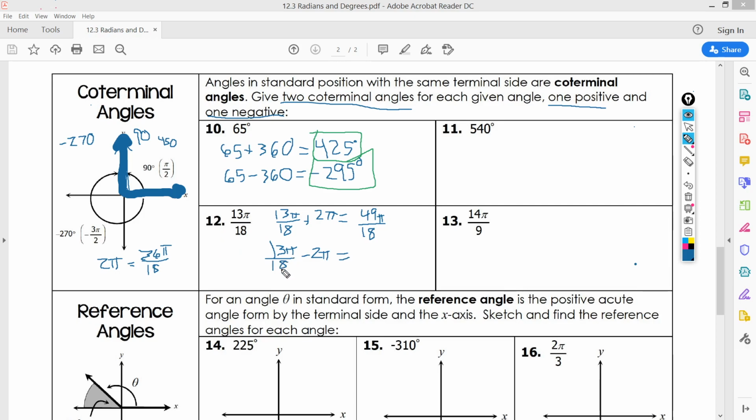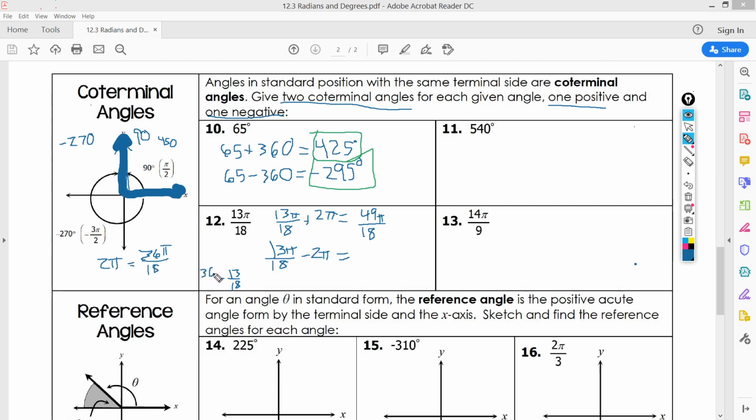And 13 pi over 18 minus 2 pi. Doing this kind of subtraction, the smart thing to do is to flip the numbers. So do 2 minus 13 over 18. And if you do that, you get 1. Hold on, let's rewrite this 2 as 36 over 18. Okay, so remember 2 pi is the same thing as 36 pi over 18.